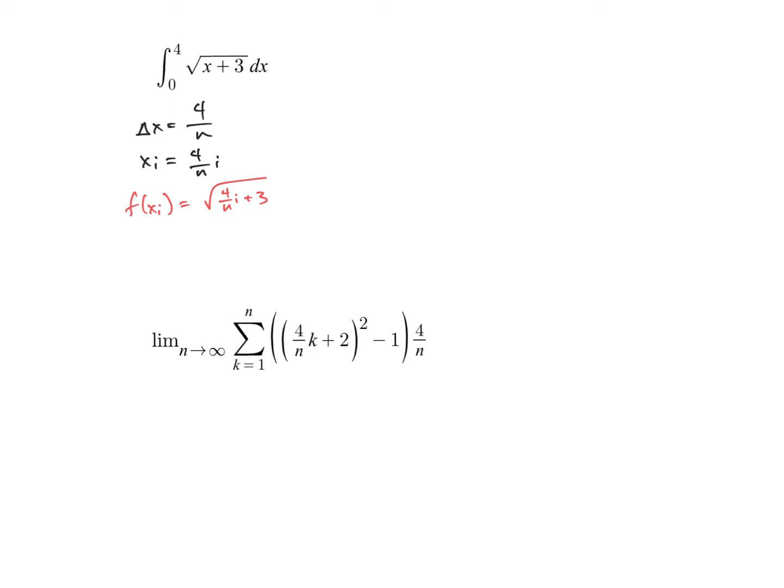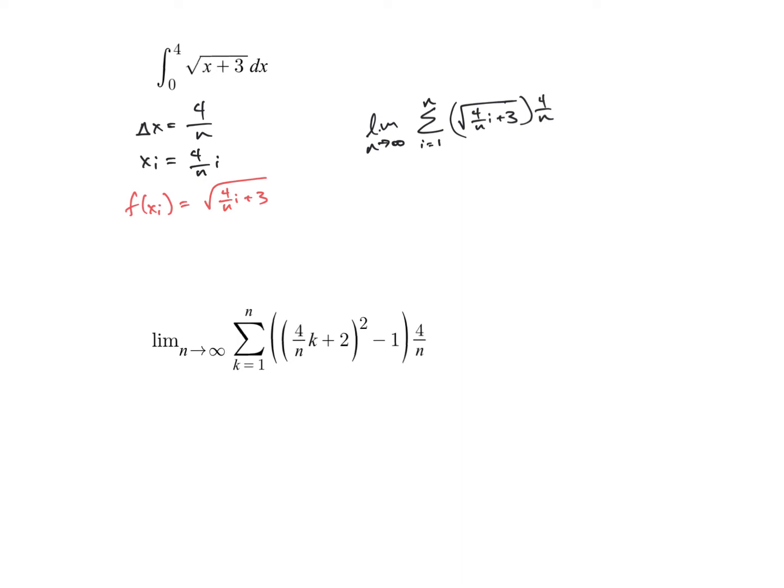So now I end up having my limit as n approaches infinity of my summation from i equals 1 to n. All right, and then I'd have what? What would my function be? Square root of 4 over n i, and then plus 3, and then times 4 over n. Okay? All right, so now we're going to go from a summation to an integral.